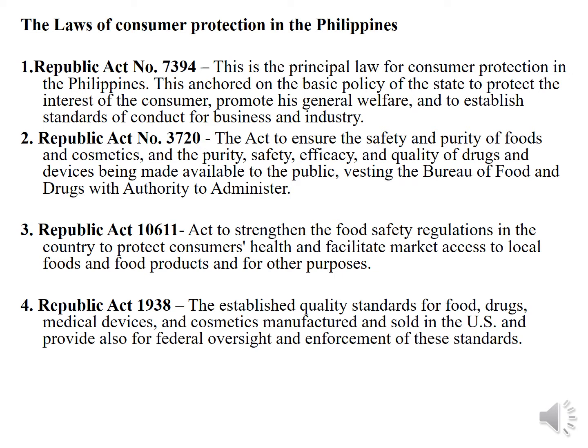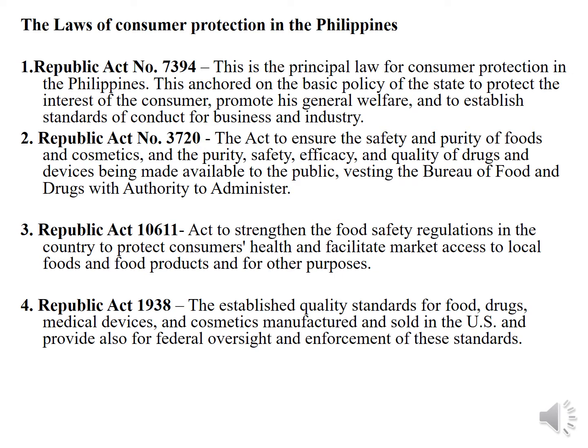Republic Act No. 3720. The act to ensure the safety and purity of foods and cosmetics, and the purity, safety, efficacy, and quality of drugs and devices being made available to the public, vesting the Bureau of Food and Drug with authority to administer.